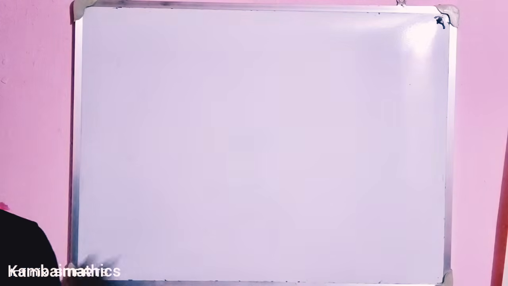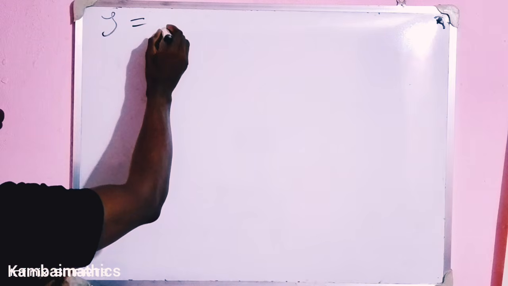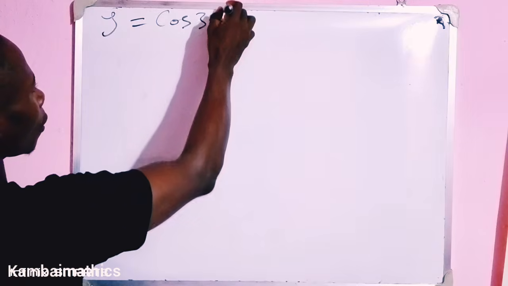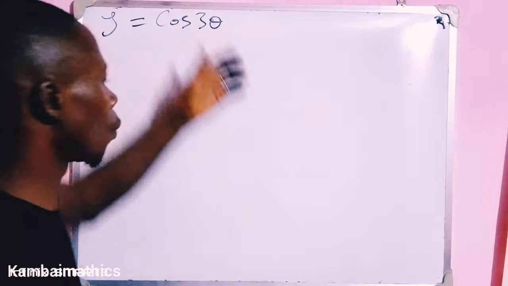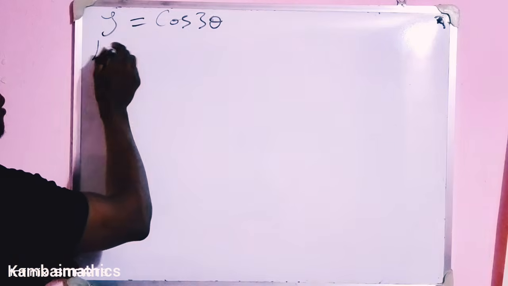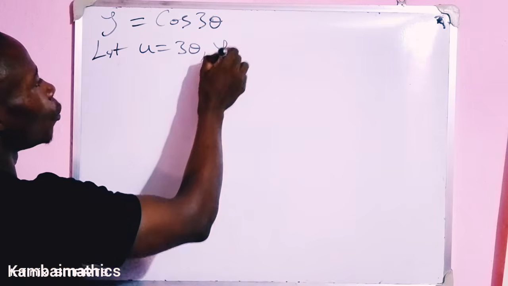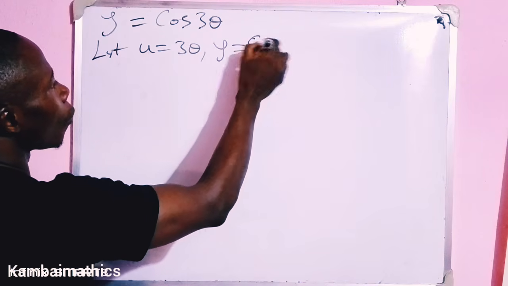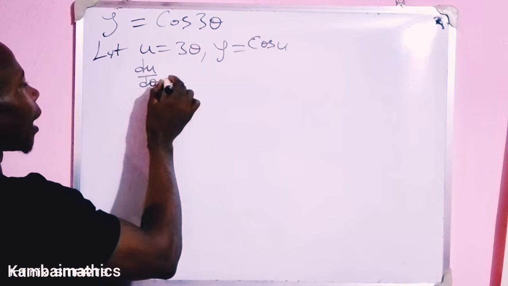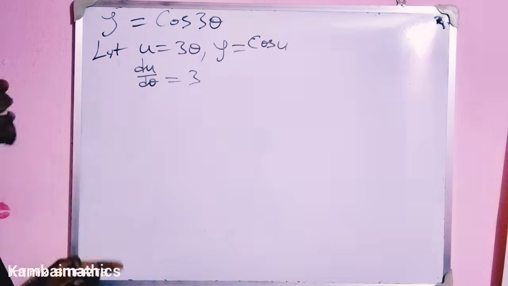Okay, so what about if I'm given y equals cos 3θ. Here, you will let u be equal to 3θ, and then y will be the same thing as cos u. So du over dθ is equal to what? 3, because now θ is the independent variable.